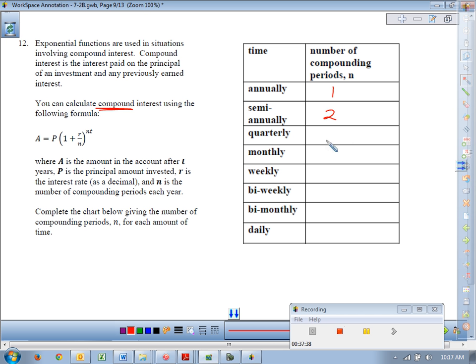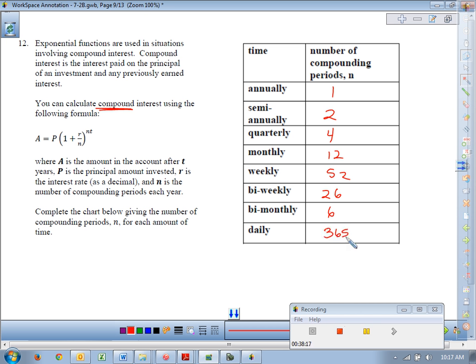Quarterly, we've already discussed, is how many times a year? 4. Monthly is 12. Weekly, how many weeks in a year? 52. Bi-weekly. It doesn't mean twice a week. It means every 2 weeks, right? Bi means every 2, so what would you do? 26. So every 2 weeks. If we say bi-monthly, every 2 months, that would mean you did it how many times a year? 6.